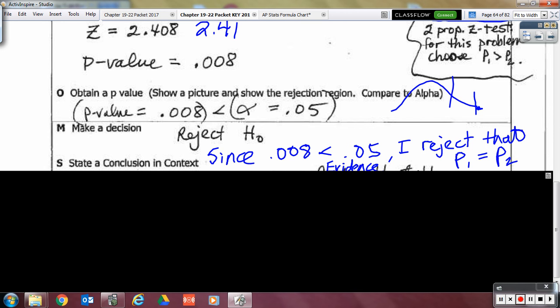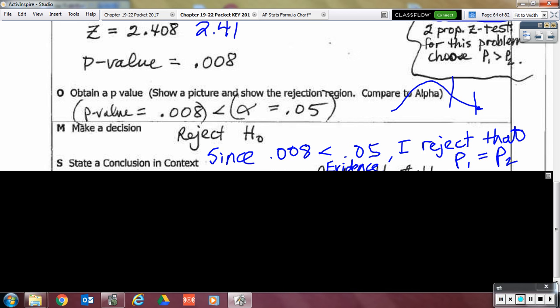I'm going to go ahead and put, I've been seeing that I think it'd be easier to write just the P1 equals P2 right here, and then in the next sentence put the context in. So let's just write what H0 is here. I'm rejecting that P1 equals P2. Okay?